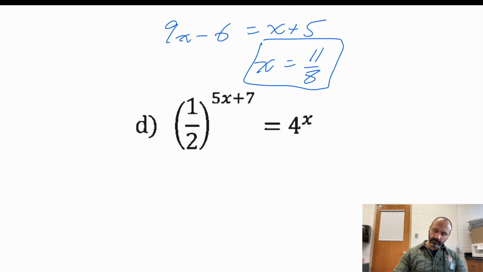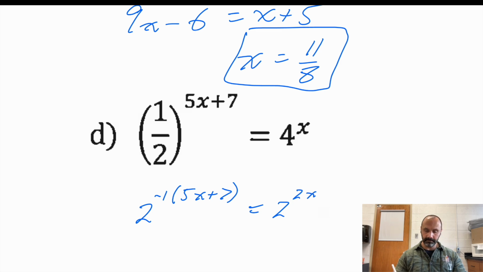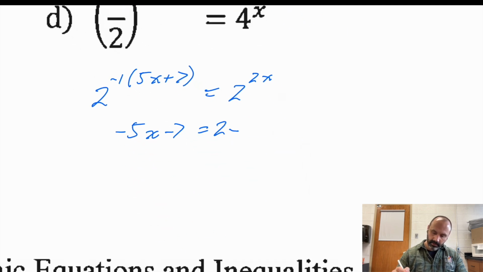And the last one, 1 half. So the 5x plus 7 equals 4x. Again, got to get creative in finding the common base. The common base is going to be 2, except this is going to be 2 to the negative 1 times 5x plus 7, and this is going to be 2 to the 2x. So negative 5x minus 7 equals 2x. So let's see, this is going to be negative 7 equals 7x. So we end up with x equals negative 1.